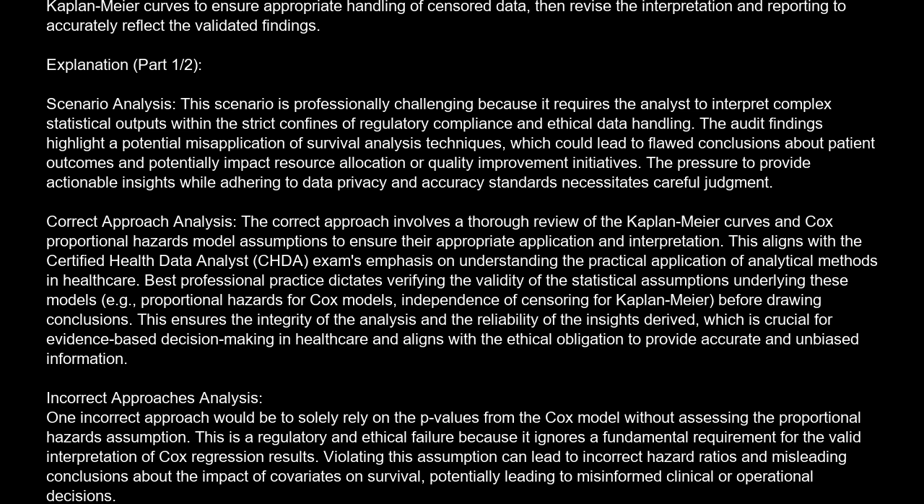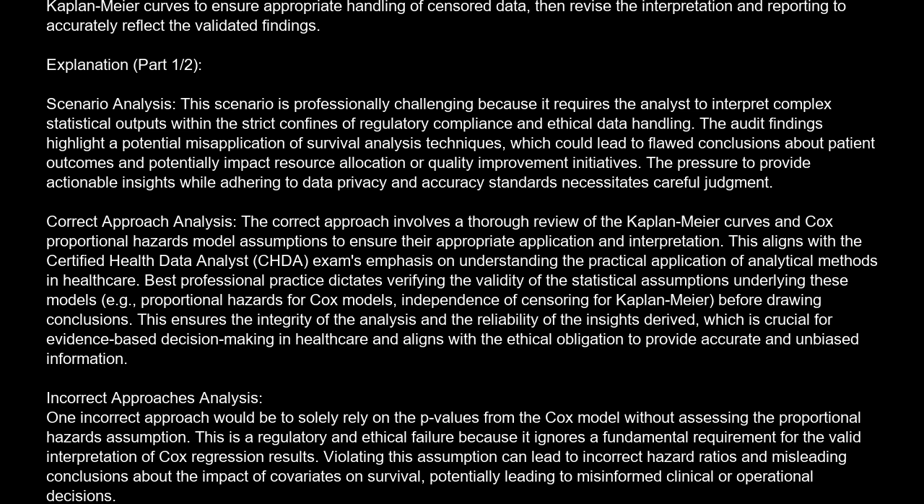Explanation. Scenario analysis. This scenario is professionally challenging because it requires the analyst to interpret complex statistical outputs within the strict confines of regulatory compliance and ethical data handling. The audit findings highlight a potential misapplication of survival analysis techniques, which could lead to flawed conclusions about patient outcomes and potentially impact resource allocation or quality improvement initiatives. The pressure to provide actionable insights while adhering to data privacy and accuracy standards necessitates careful judgment.